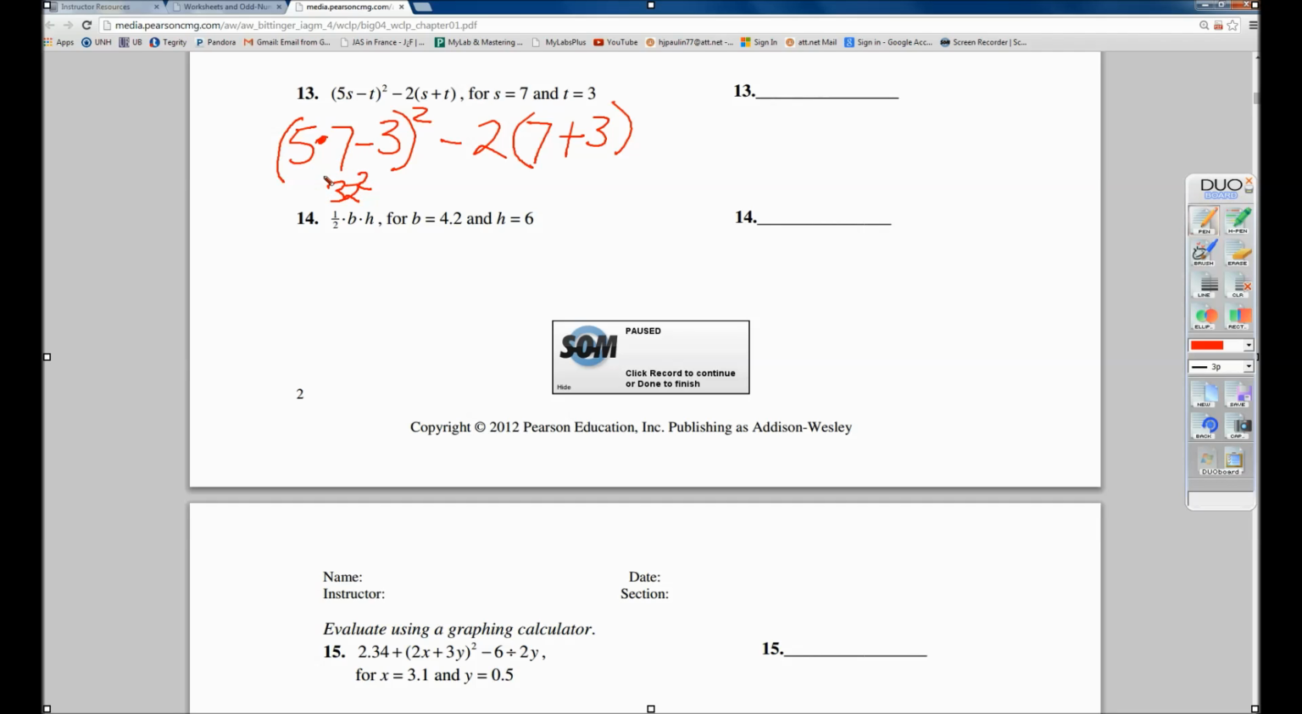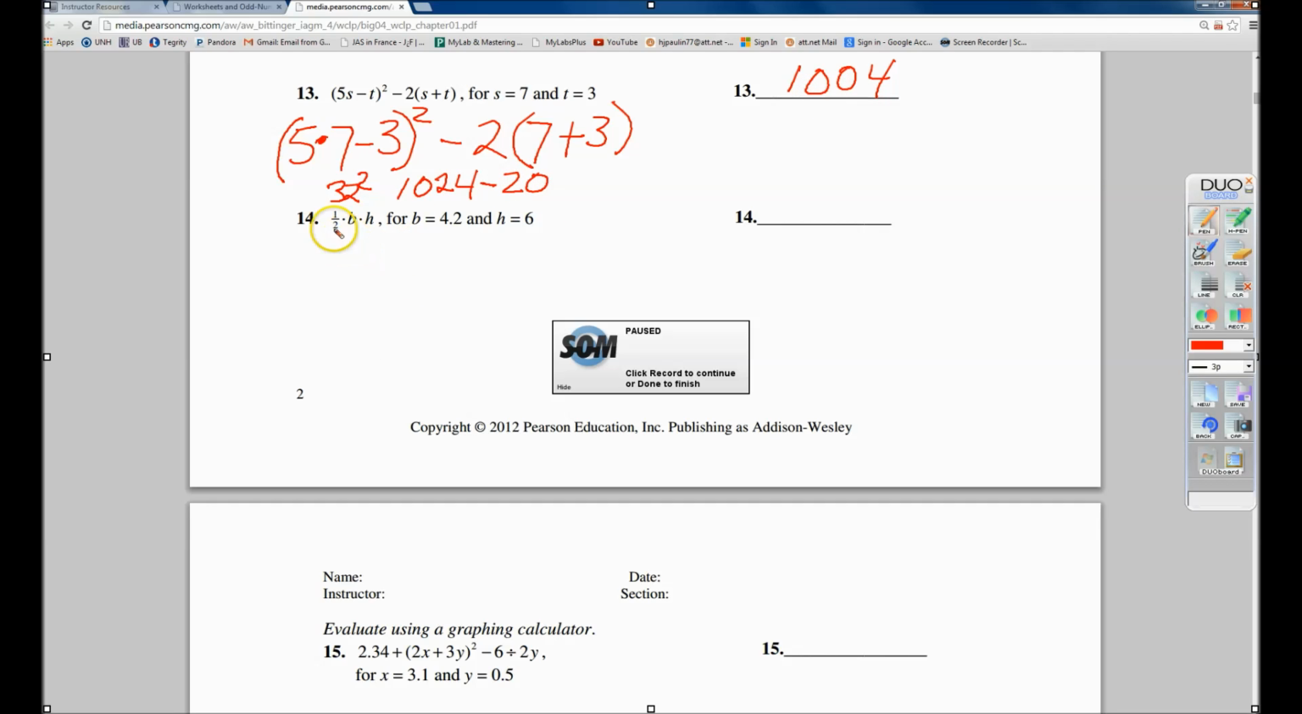And I don't know that right offhand, so I'll put that in my trusty calculator here. 32 squared. That's 1024. Now this is going to be a 10 here. A negative 2 times 10 is a negative 20. So we have 1024 minus 20 will give us 1004.